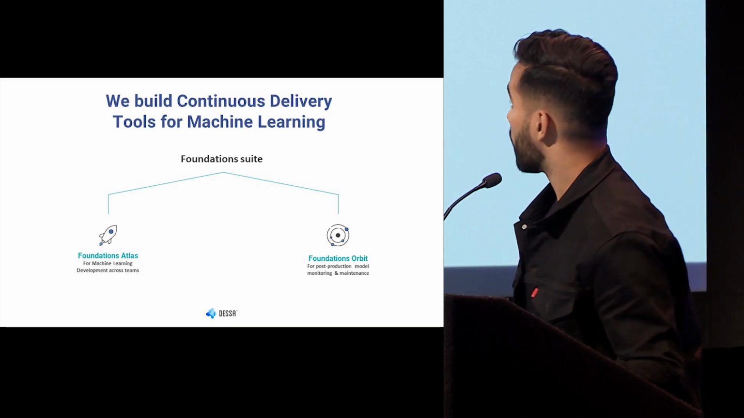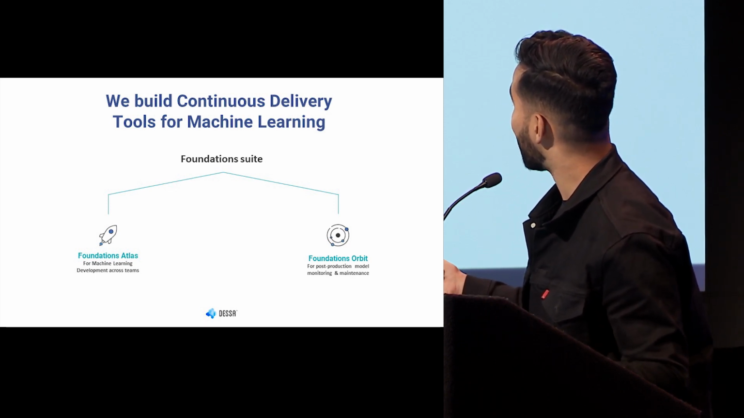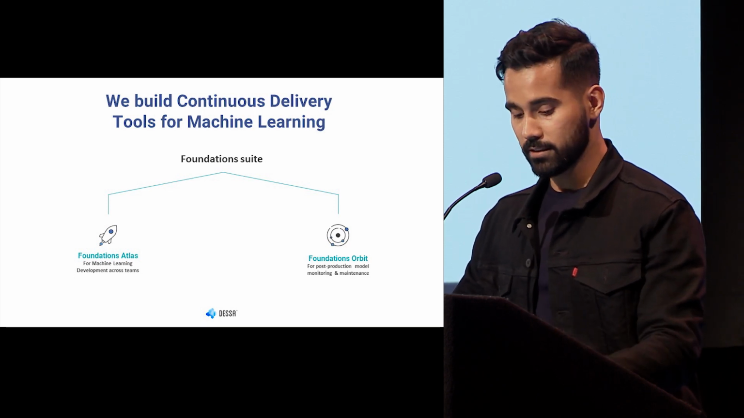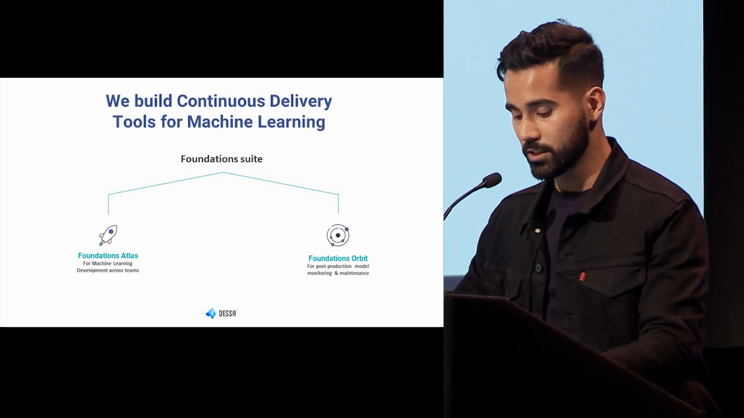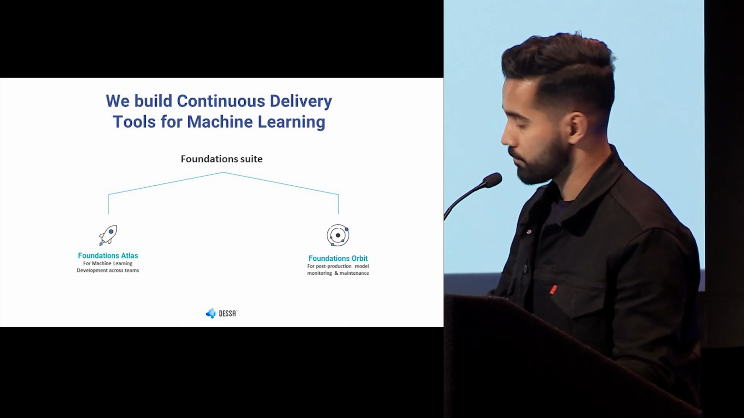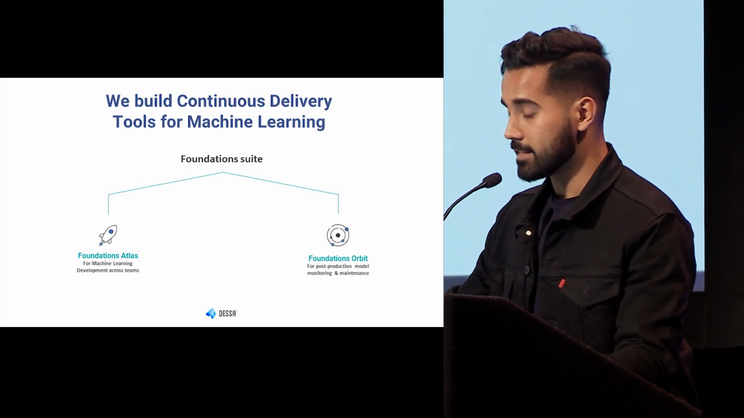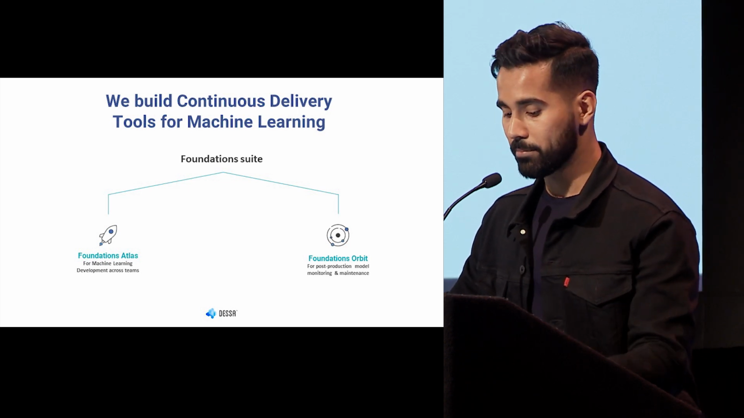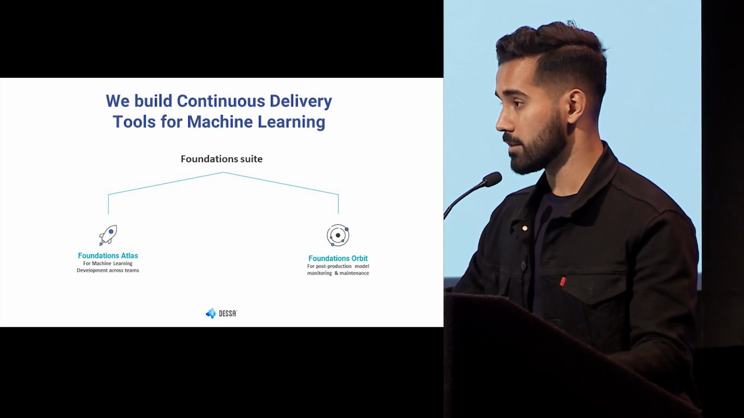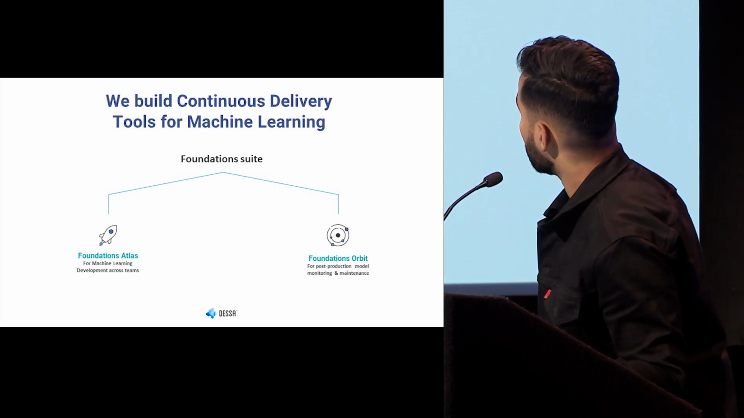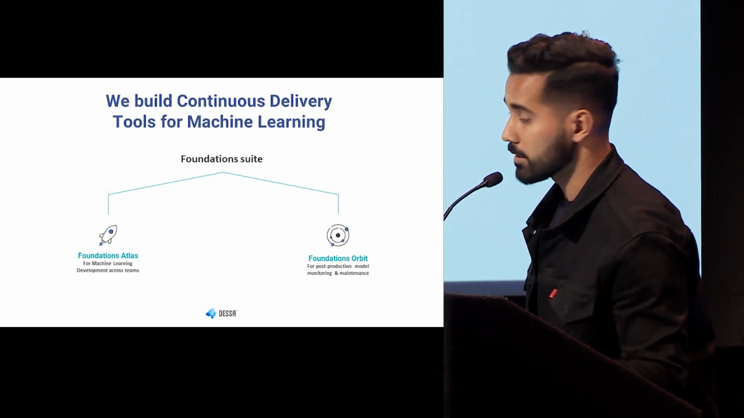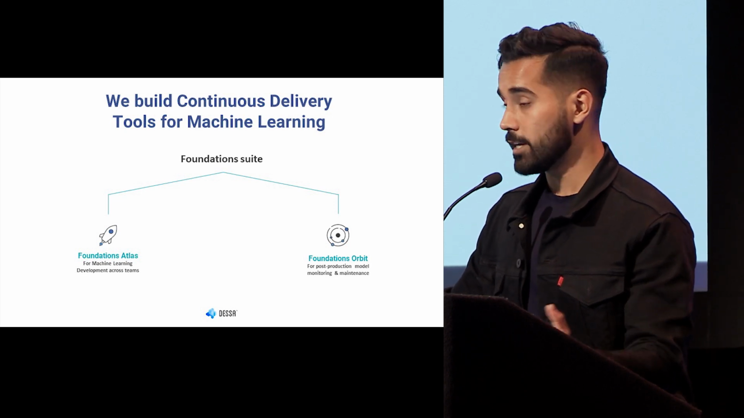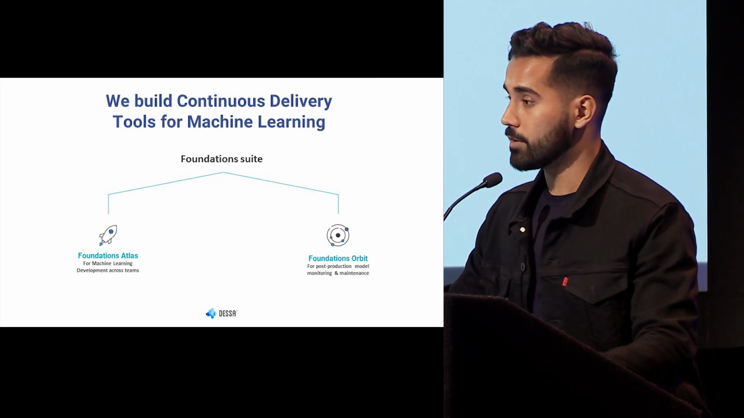Currently, I work on our suite, which is called Foundations. Foundations is really our suite for continuous delivery. It's broken down into two products. The first is Atlas, which is available to download for free, actually. It's a machine learning development tool that converts your infrastructure into a platform as a service that your data scientists can collaborate on. The second tool, which is going to be the focus of my talk today, is Foundations Orbit, which is really our tool for post-production model monitoring and maintenance.